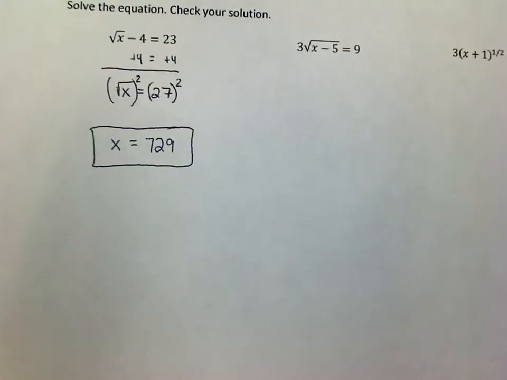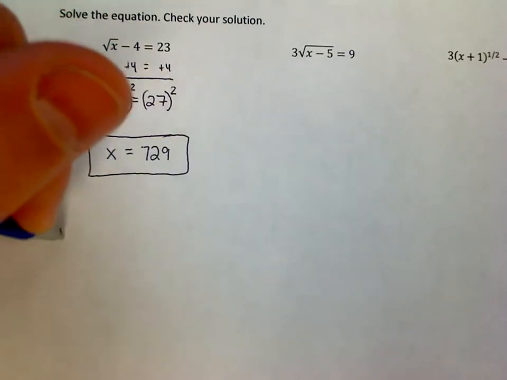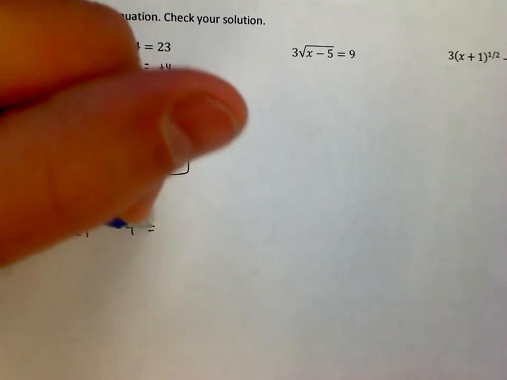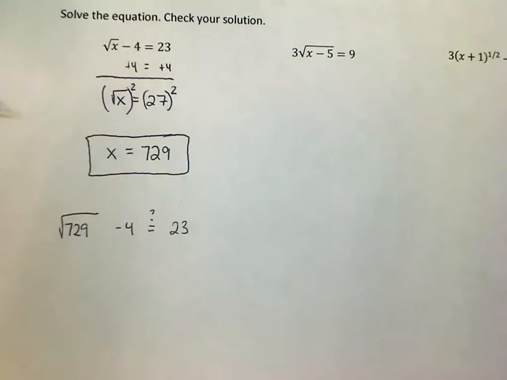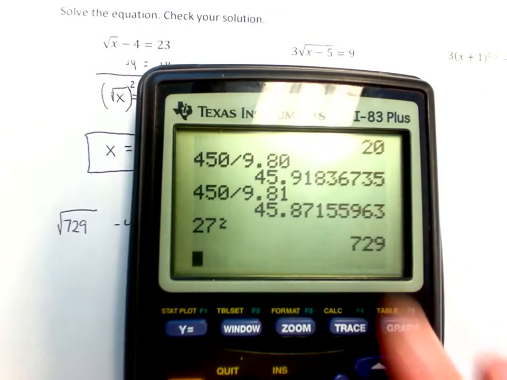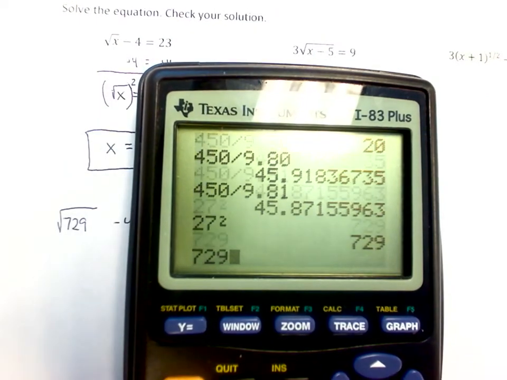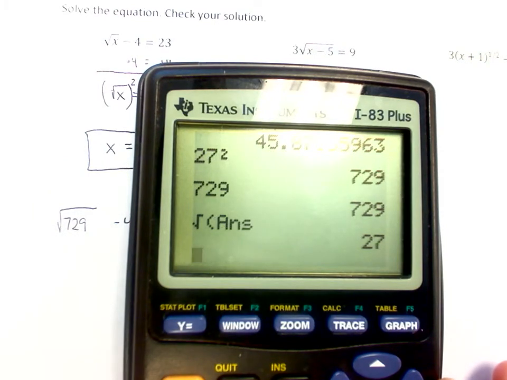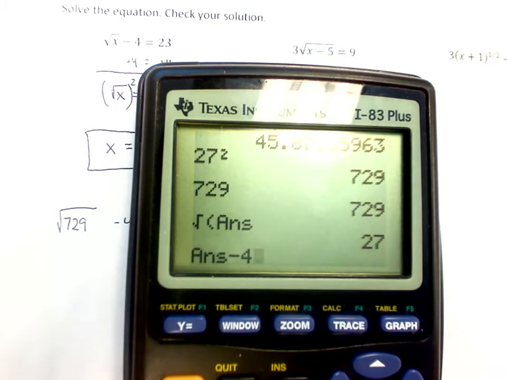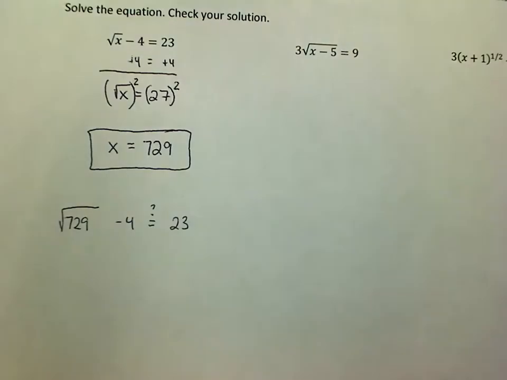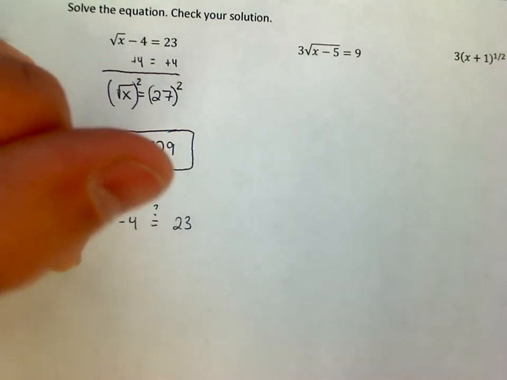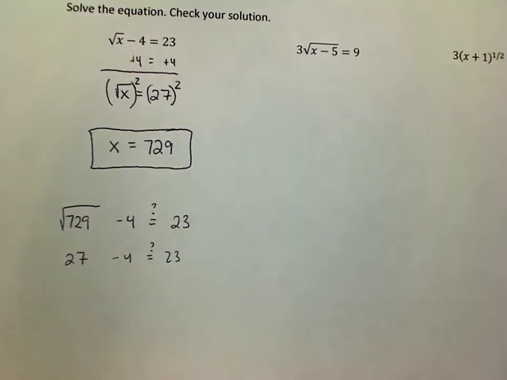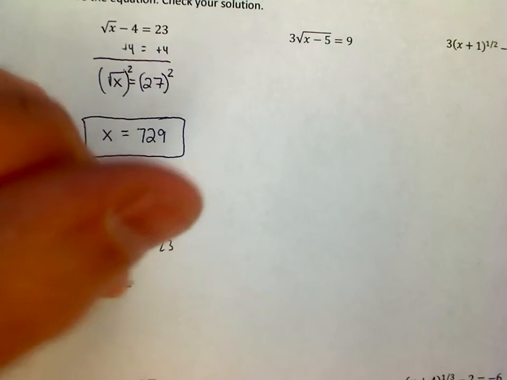But I can easily check it just by always throwing it into the original equation. I just say, hey, if I took the square root of 729 and I subtracted 4, would it equal 23? On my calculator, I take the square root of 729, and that gives me 27, and then I subtract 4. And that does indeed give me 23. So the square root of 729 is 27, and 27 minus 4 does indeed equal 23.